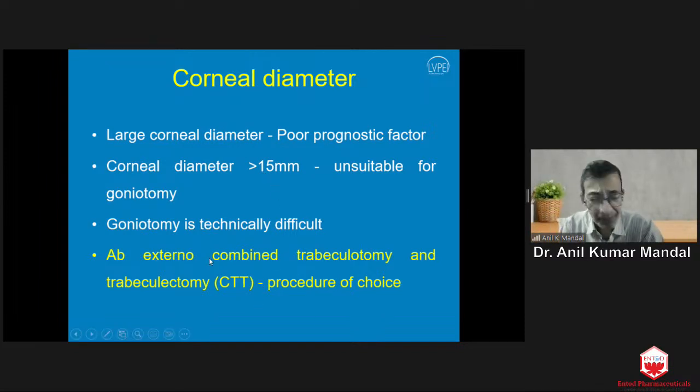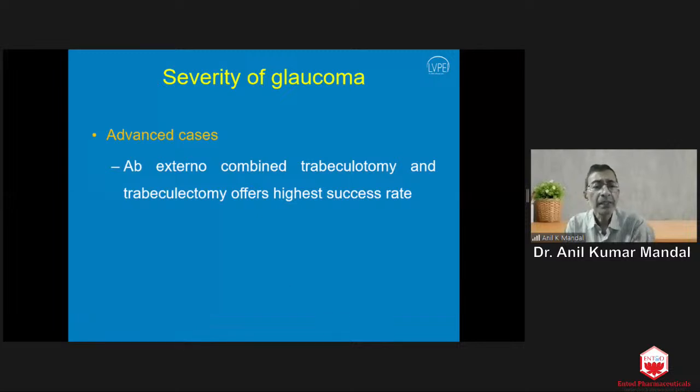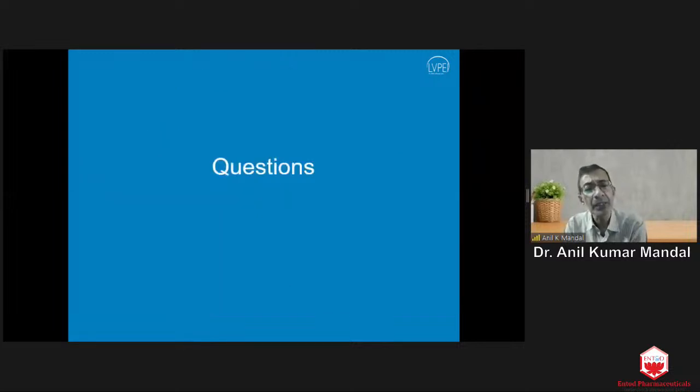Now, as I told, trabeculotomy ab externo with trabeculectomy, CTT, combined trabeculotomy trabeculectomy, is the procedure of choice in most of our patients we see in India. In advanced cases, this is the choice.